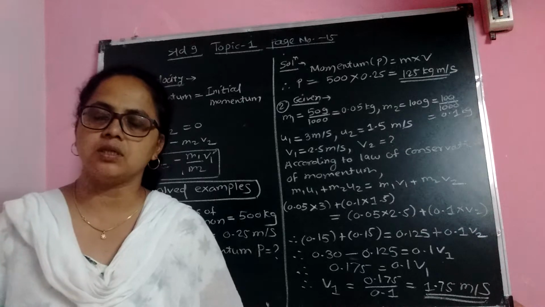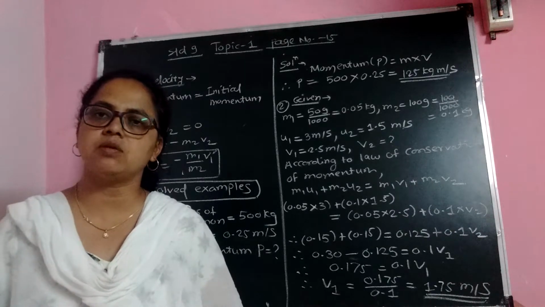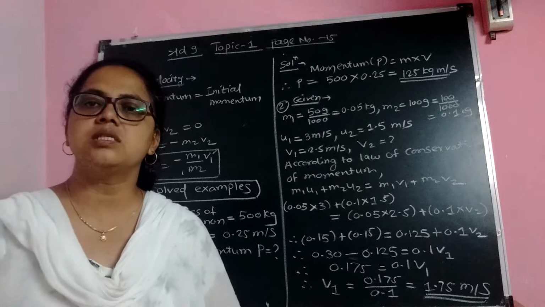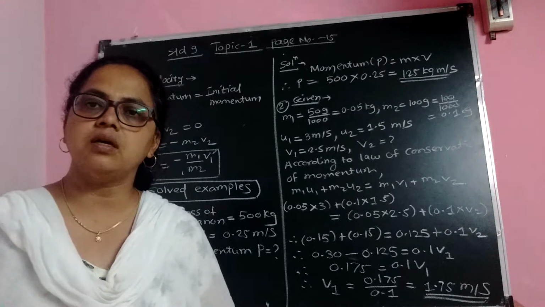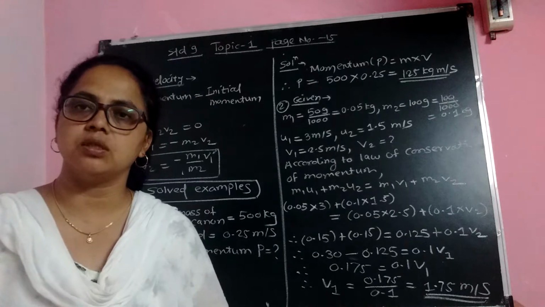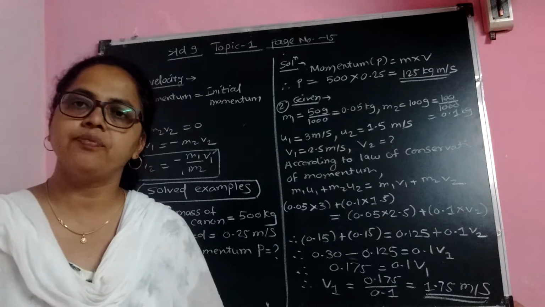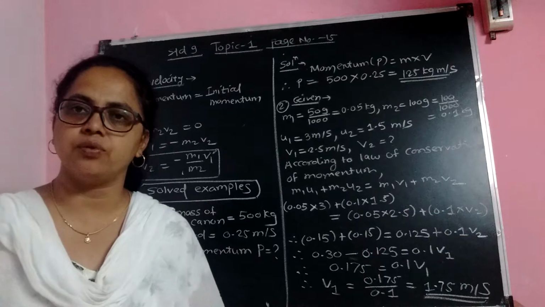To find the recoil velocity, total initial momentum is equal to total final momentum. This is the law of conservation of momentum. But here we have seen the gun and bullet both are at rest, so their velocity becomes 0. Therefore, their initial momentum is 0.